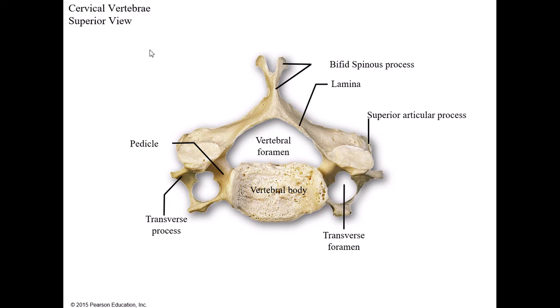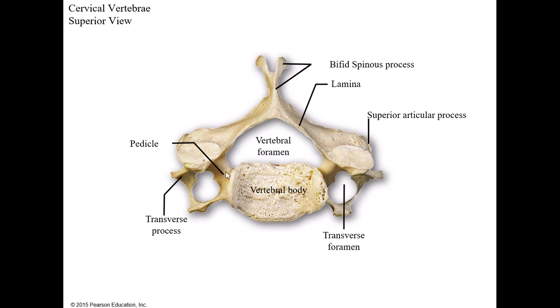So watch this. Here's a picture of a vertebrae from above. Notice we have a vertebral body, but the body is going to be small. If you think about it, what are we carrying in the neck, right? The cervical spine. You're just carrying the weight of your head, maybe 10 pounds, right? So it's not that heavy. So when you pick up the cervical vertebrae, look for a small vertebral body.